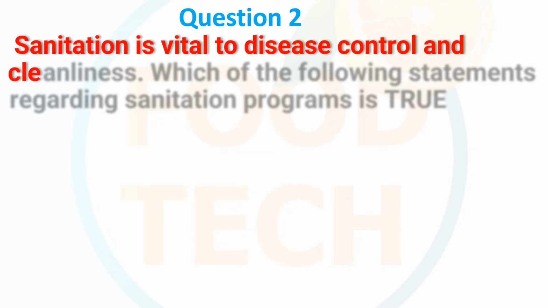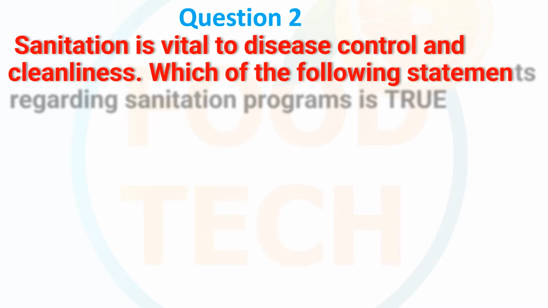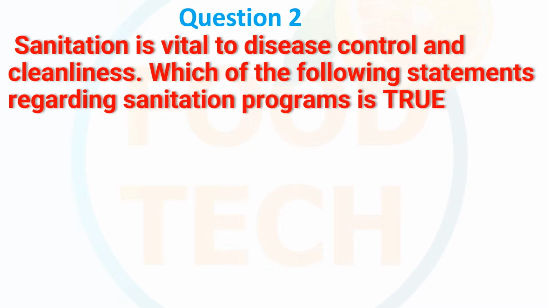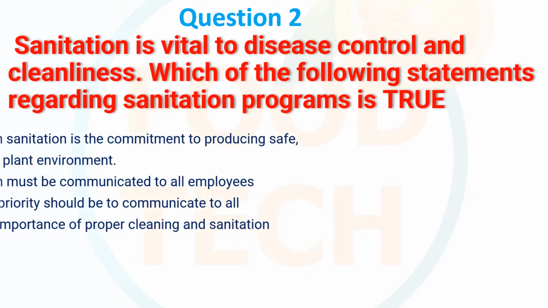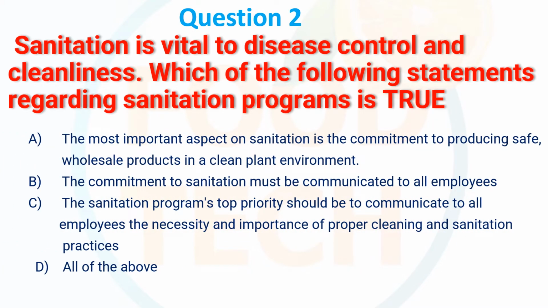Sanitation is vital to disease control and cleanliness. Which of the following statements regarding the sanitation program is true? A, the most important aspect of sanitation is the commitment to producing safe wholesome products in a clean plant environment. B, the commitment to sanitation must be communicated to all employees. C, the sanitation program's top priority should be to communicate to all employees the necessity and importance of proper cleanliness and sanitation practice. D, all of the above. The answer is D, all of the above.